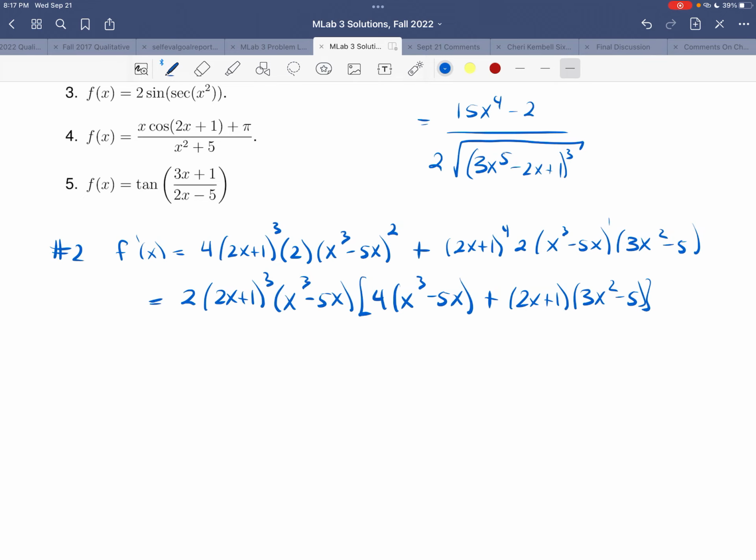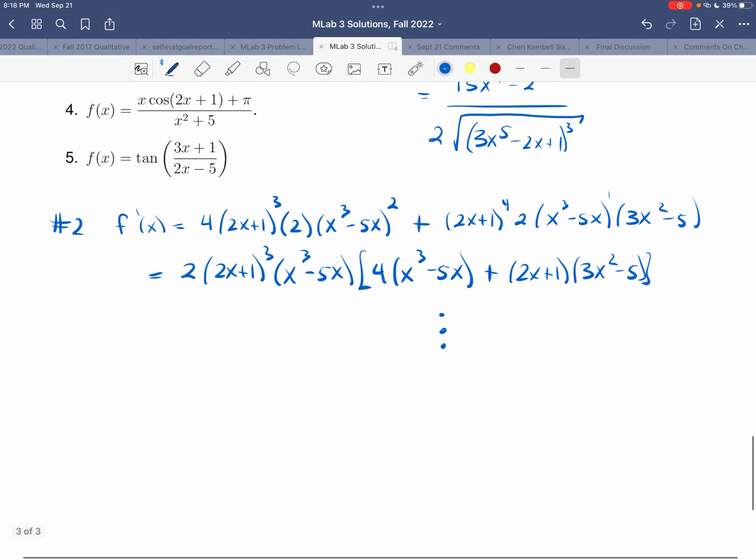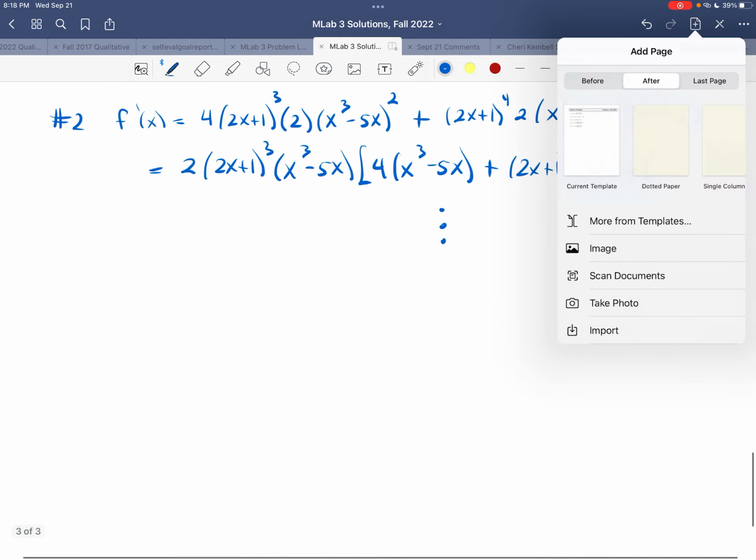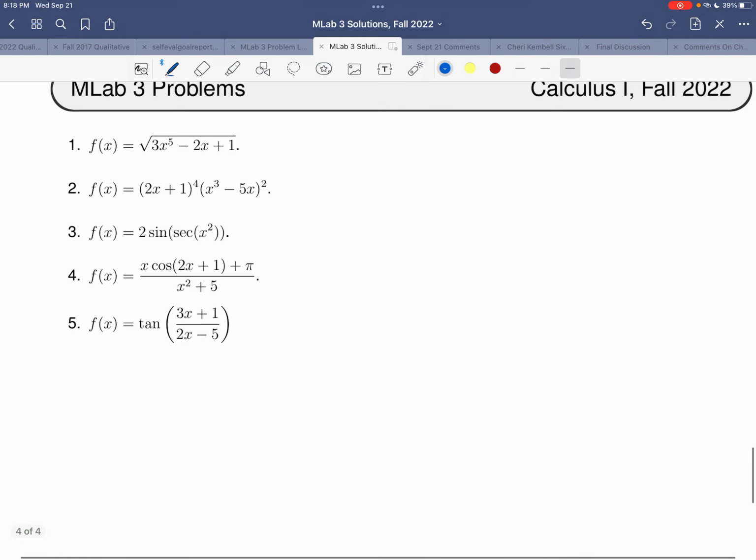There we go. All right, so technically speaking, you could expand this out, combine like terms here, and make this a lot simpler. For time's sake, I'm not going to do that. I don't feel the need to do that here. I'll just put a dot, dot, dot. If you want to do that, you certainly can. I think I'm going to make a new page, and we'll just keep going. So that's 1 and 2.